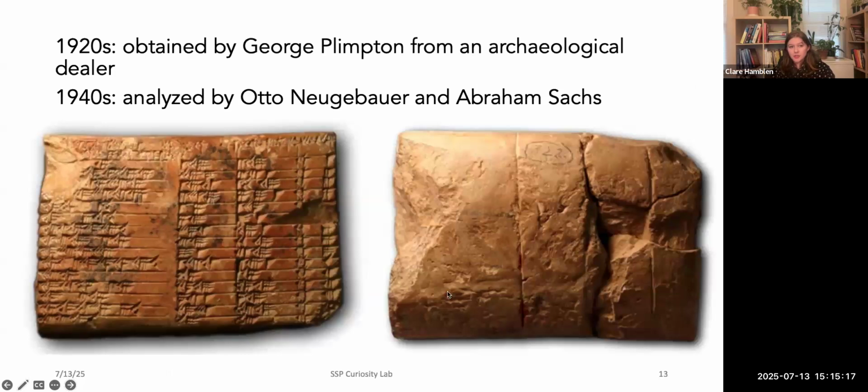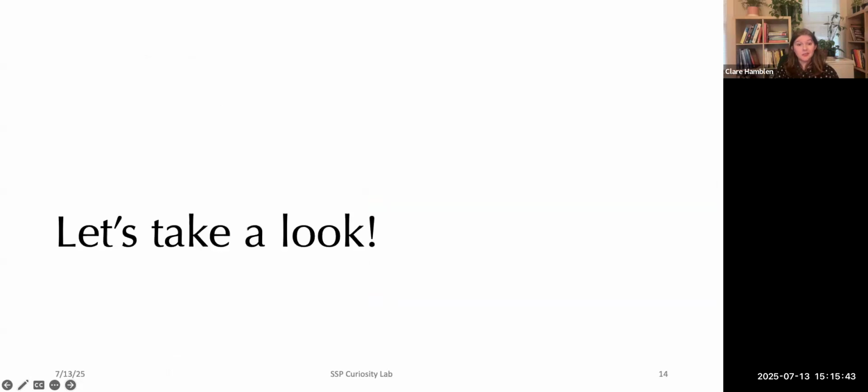Here's a color picture. We're mostly using the black and white one because it's so much clearer. The tablet was obtained by George Plimpton, not a mathematician. I think he was a publisher, from an archaeological dealer in the 20s. I think when he died, he bequeathed his collection to Columbia, and it was analyzed by mathematicians for the first time in the 1940s. We are going to retrace a lot of that analysis ourselves.